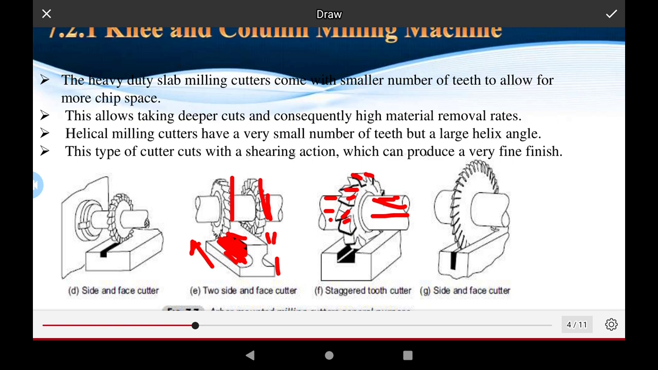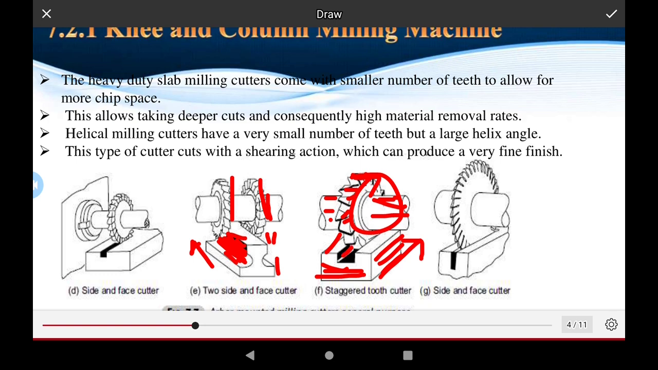This is the straight tooth cutter, used on this workpiece. The workpiece is pressed in one direction, and the tool moves in the clockwise direction. Then there is the rotational speed of the workpiece.